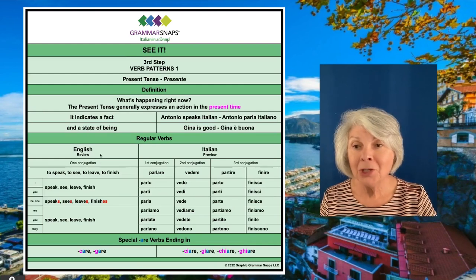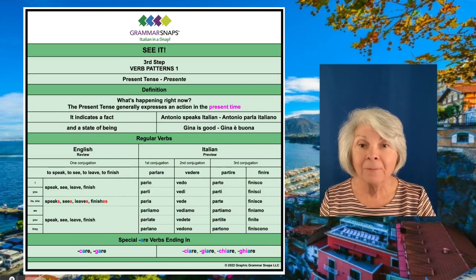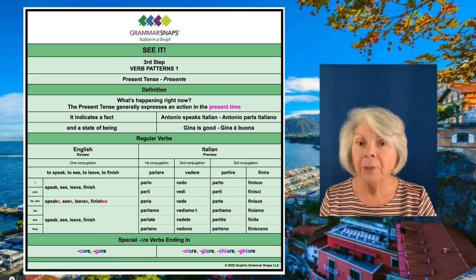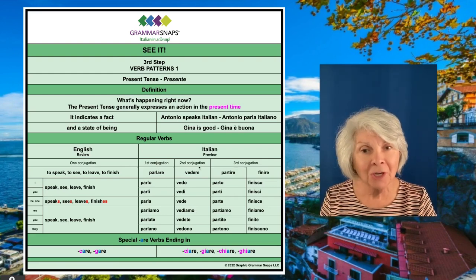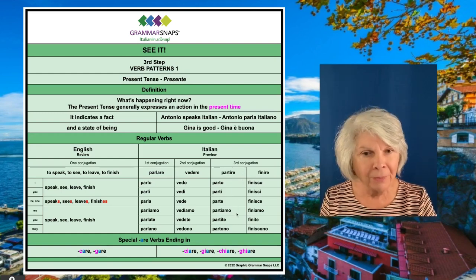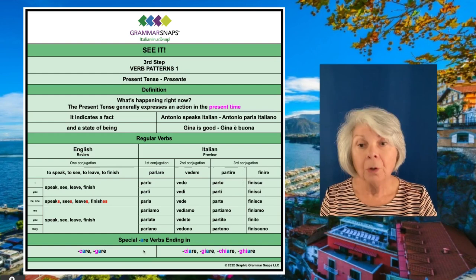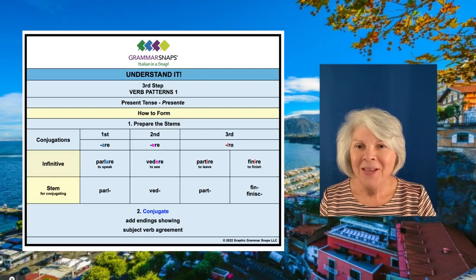When I taught English, my students were amazed by how simple the present tense is. In Italian, it's not complicated, but it's a bit more challenging. We have a first conjugation, a second, and a third, which has two different ways to conjugate. We'll learn all about this. And also, we have some special ARE verbs which are considered regular. So we need to become aware of those. Let's go.